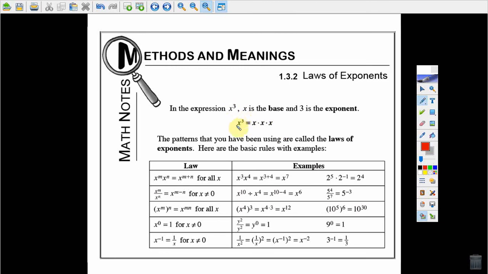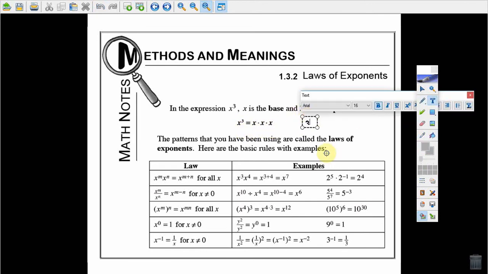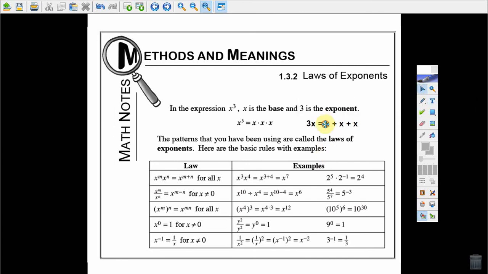It's also important to remember that x to the third can be written as x times x times x, just the same way that 3x could be written as x plus x plus x. So you want to keep those ideas separate in your head. When there's a coefficient, we're multiplying 3 times x, that's repeated addition, and when we're raising x to a power, that's repeated multiplication.